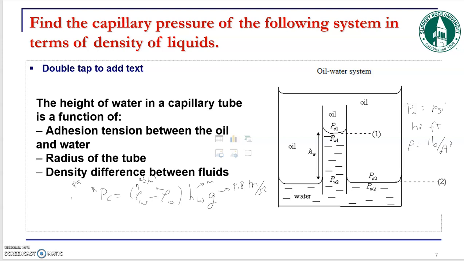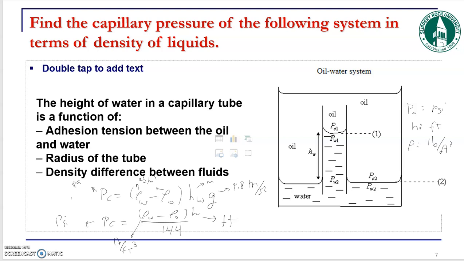So in that case, our equation becomes rho W minus rho O multiplied by the height divided by 144. So in this case, your pressure is in PSI. The density is going to be pound per cubic feet again, and height is going to be in feet. Okay, so that's the system of units that we have to use in this case.